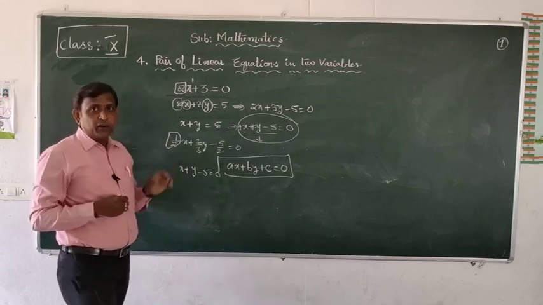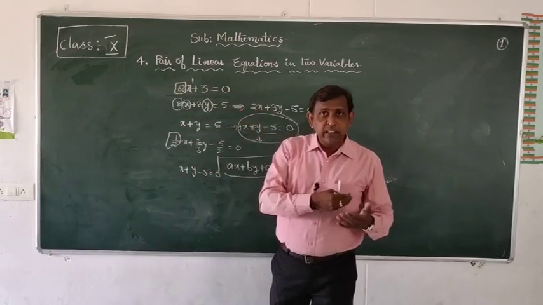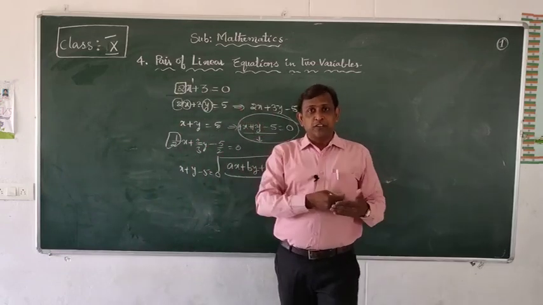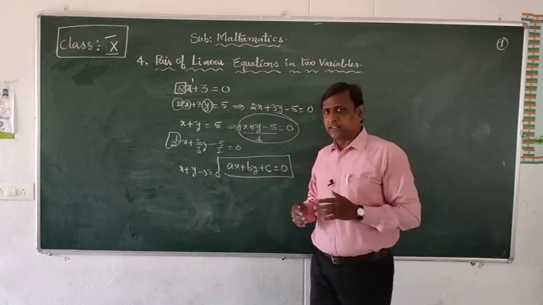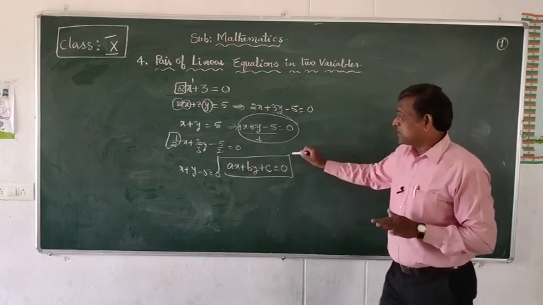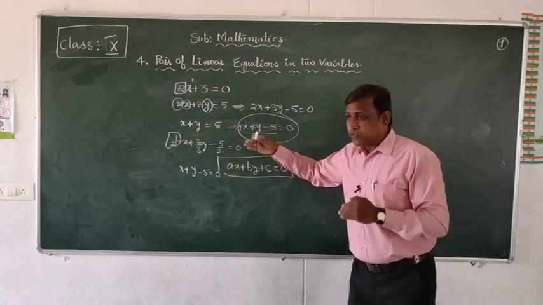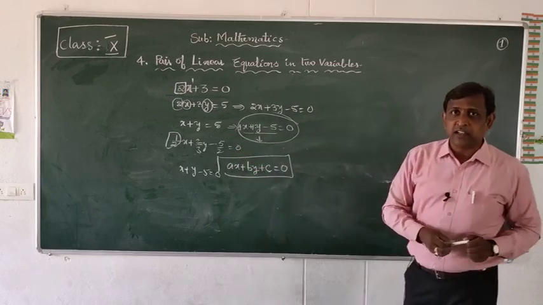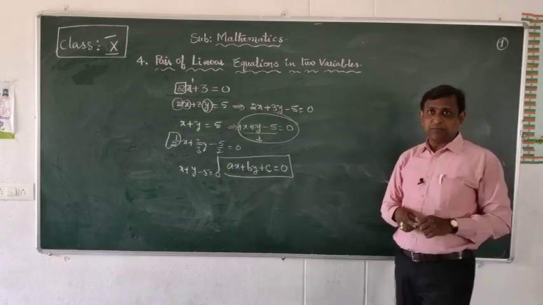So I think now you understood what the linear equation is, and what the coefficients are. You see here, ax plus by plus c is equal to 0 is the general form of the linear equation. After that, the next point I would like to talk about is the solution of the linear equation.